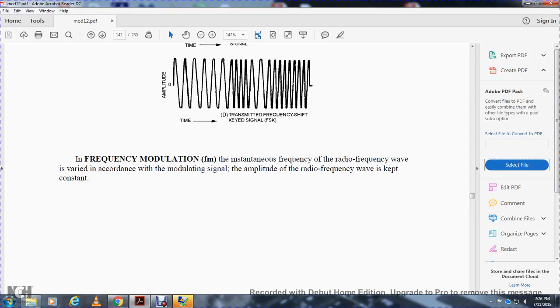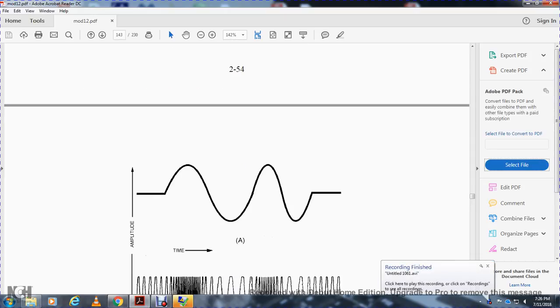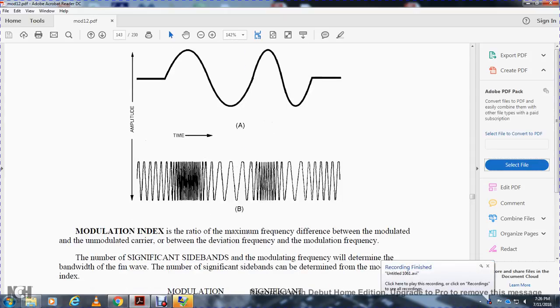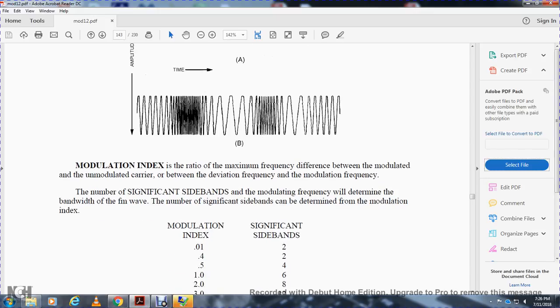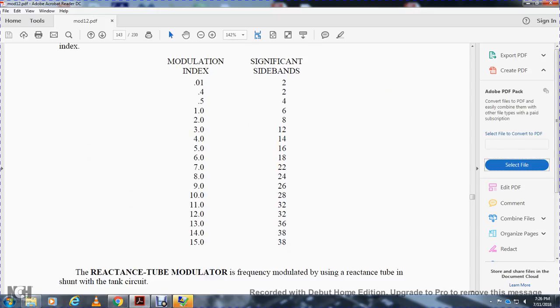Frequency modulation: the instantaneous frequency of the radio frequency wave varies with the modulating signal amplitude, while the amplitude of the radio frequency wave is kept constant. Modulation index: the ratio of the maximum frequency deviation between the modulated and unmodulated carrier to the modulation frequency. The number of significant sidebands determines the bandwidth of the frequency modulation, and can be determined by the modulation index.